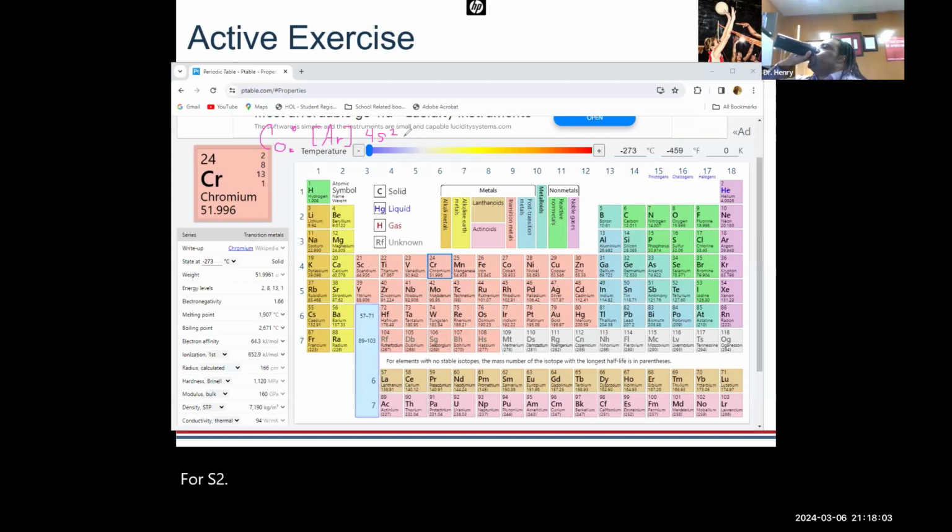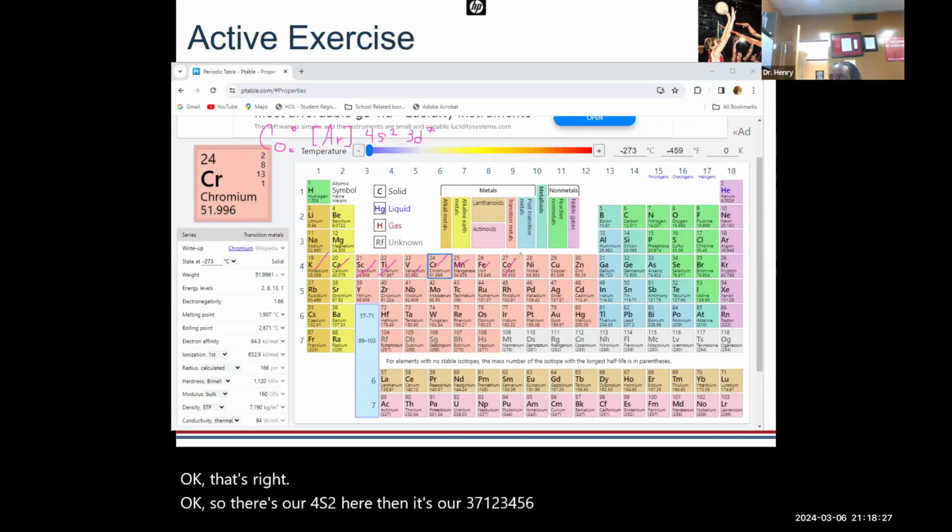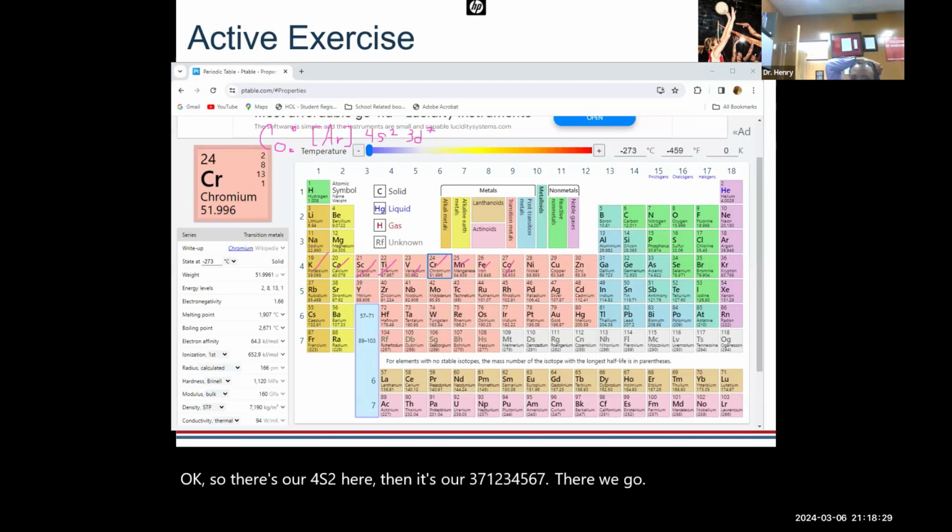And then would it be 3d7? Okay, that's right. So there's our 4s2 here. Then it's our 3d7: 1, 2, 3, 4, 5, 6, 7. There we go. Good job.